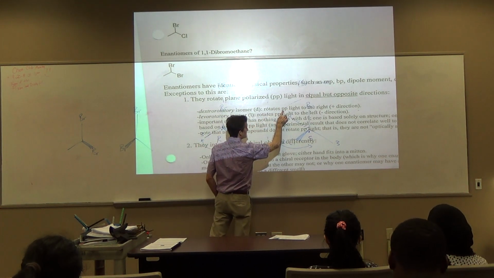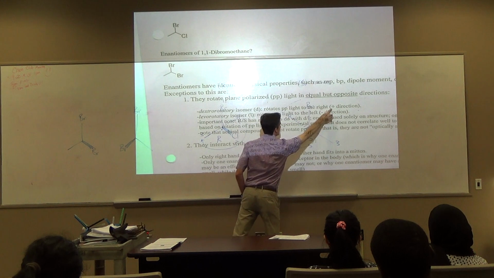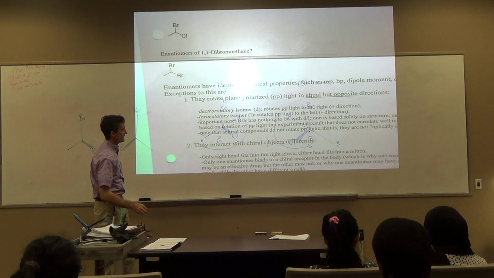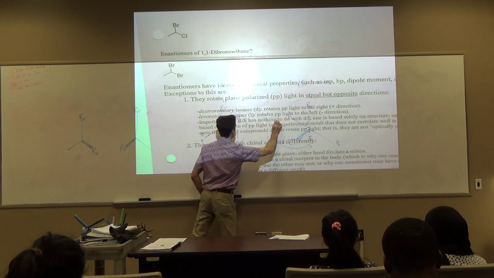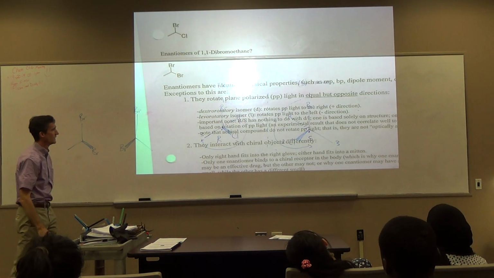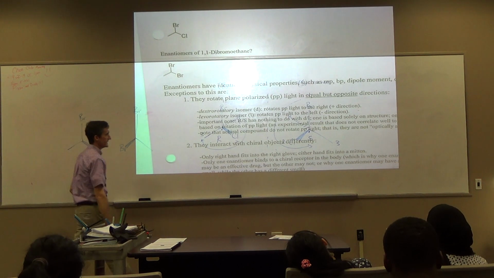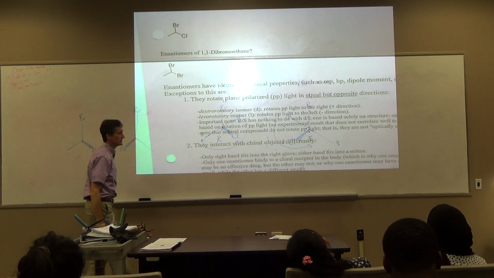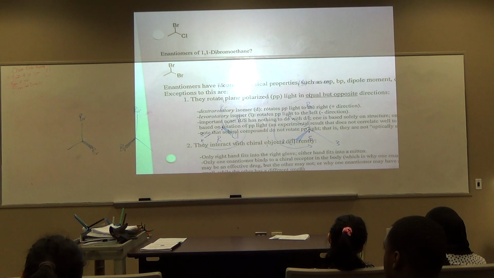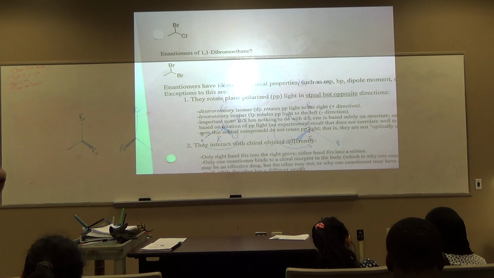The one that rotates plane polarized light to the right, which is the positive direction, is called dextrorotatory, or D. If it rotates PP light to the left, the negative direction, that's levorotatory, L. Now, R and S has nothing to do with D or L. R and S is based on structure on your paper or on the board. D or L is an experiment, and they're not related. Okay?